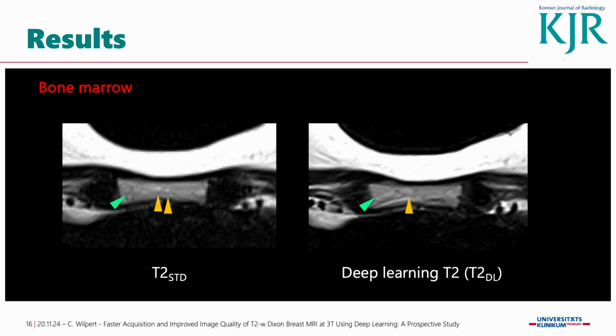Different results were observed for bone marrow. Here we found that different signal aspects were not identical, and that the standard sequence had a better image quality and higher sharpness of these lesions. We come to that later.